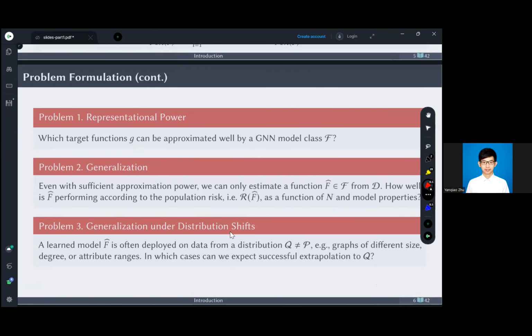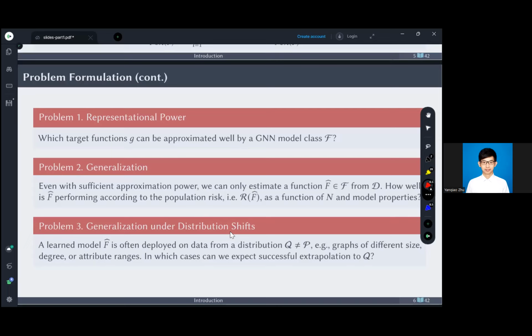The first concern is, given a GNN model class F, which target functions can we approximate by this family of GNN models? The first problem concerns the representation ability, or expressive ability. The second problem is called generalization. Even if we have sufficient representation power, we can only estimate the empirical risk. That is to say, we are very curious how close the empirical risk is to the population risk, or the true risk. This leads to the problem concerning generalization.